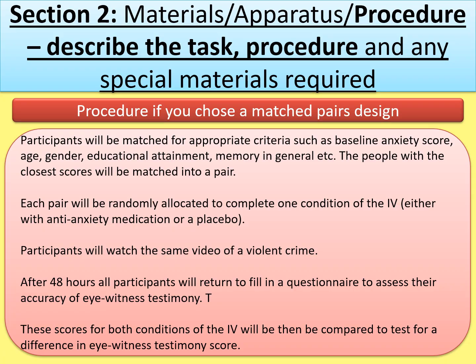So participants will be matched for appropriate criteria such as baseline anxiety score, age, gender, educational attainment, memory in general, etc. The people with the closest scores will be matched into a pair. Each pair will be randomly allocated to complete one condition of the IV, either with anti-anxiety medication or a placebo or no medication. Participants will watch the same video of a violent crime. After 48 hours, they will all return to fill in a questionnaire to assess their accuracy of eyewitness testimony. These scores for both conditions of the IV will be compared to test for a difference in eyewitness testimony score.